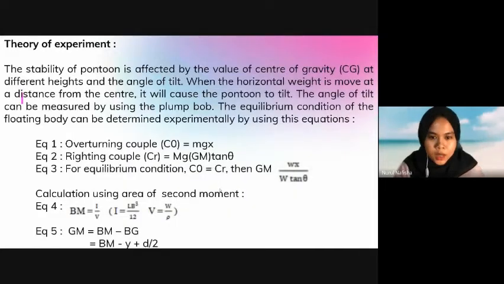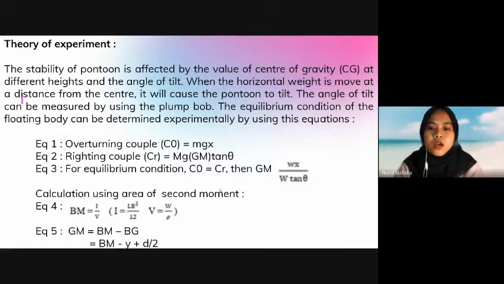So for the theory of the experiment, the stability of the pontoon is affected by the value of center of gravity at different heights and also the angle of tilt. So when the horizontal weight is moved at a distance from the center, it will cause the pontoon to tilt. The angle of tilt can be measured by using the plumb box.